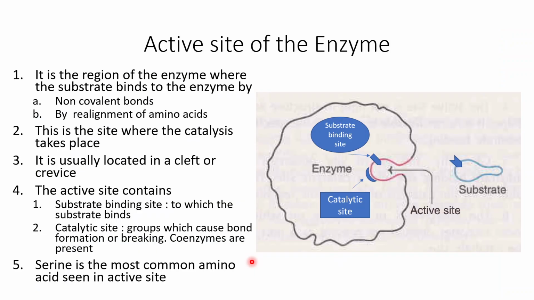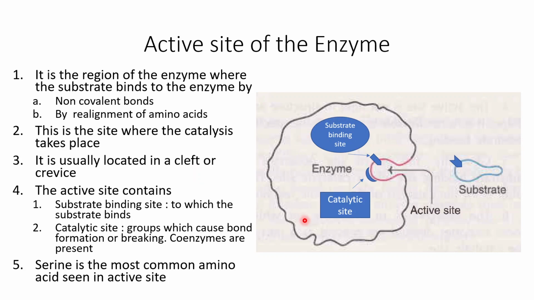Now let us look at the active site of the enzyme. This is the site where all the action takes place. It is the region of the enzyme where the substrate binds to the enzyme by non-covalent bonds, by realignment of amino acids. This is the site where the catalysis, or actually the enzyme action, takes place. It is usually located in a cleft or a crevice.